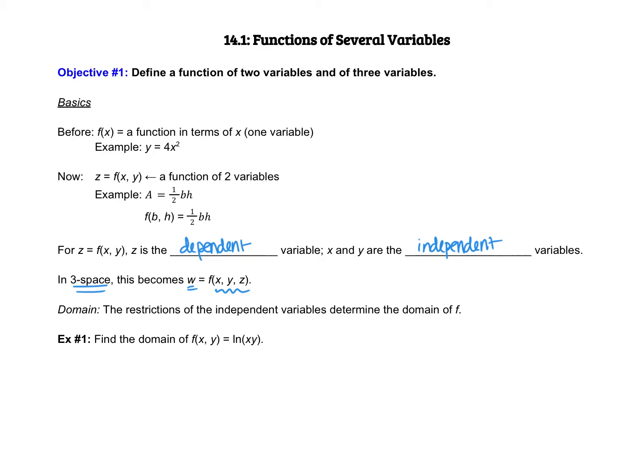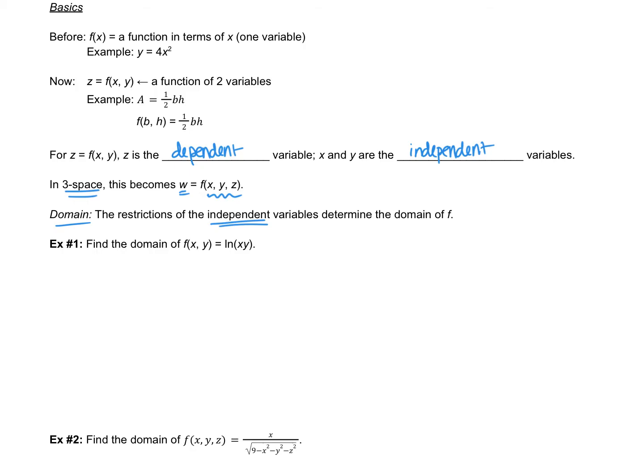What we're going to look at next is domain. Domain are the restrictions on the independent variables. So let's take a look at an example. Example 1, find the domain of f of x, y equals the natural log of xy. Well, algebraically, we know that the argument of a log has to be greater than 0. So we know that xy has to be greater than 0.